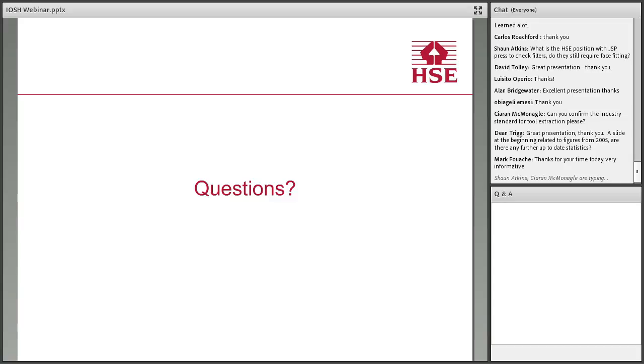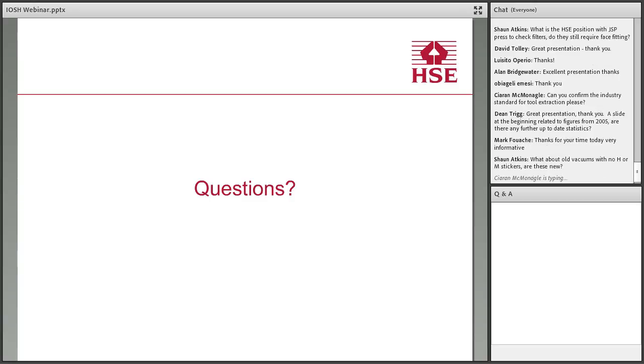Question on what does the M stand for? It stands for medium. I think low, medium, and high hazard. But if you look at the standard, what it says is that for wood dust and silica, it should be at least M class. So we've just transferred what the standard says into our guidance.